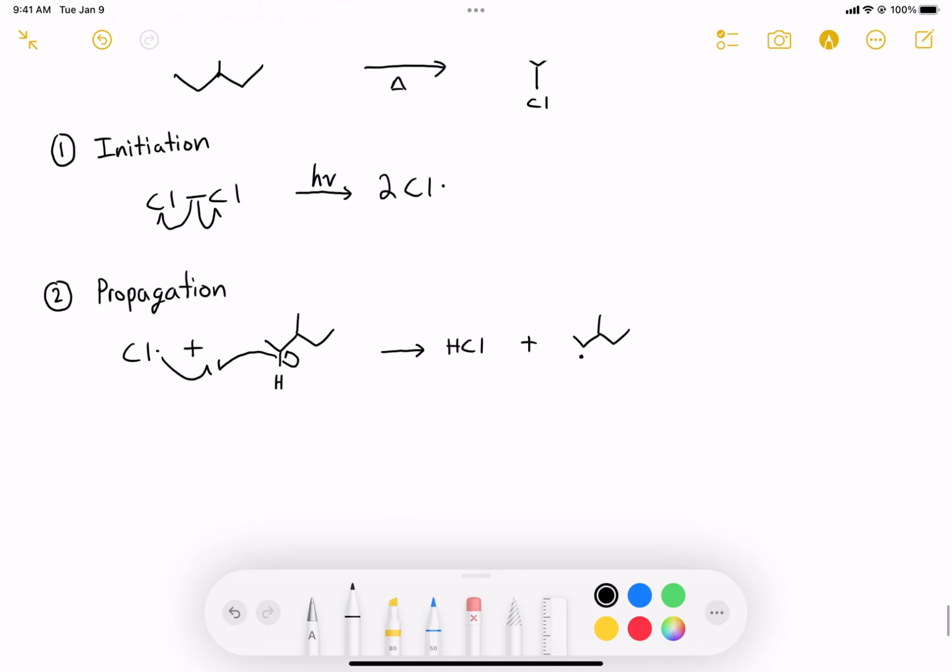Now, we have two possibilities. It can go to the other propagation step, where the carbon radical now is going to bind with another chlorine atom, or reacts with a chlorine molecule, and then regenerates the chloride radical, so it can repeat the steps. So the radical chain mechanisms, they're like a cycle.